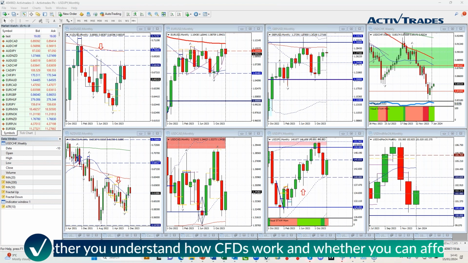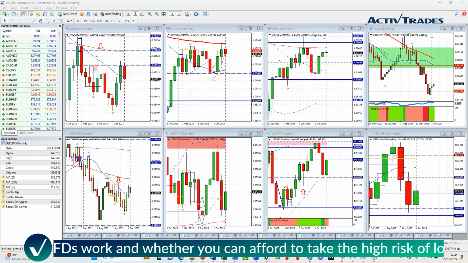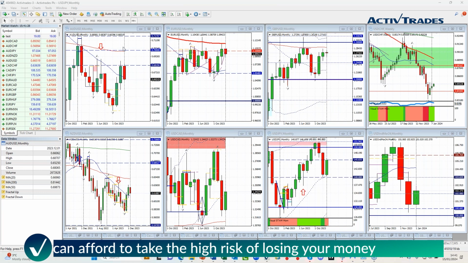Okay, so here we go. This is just my US dollar profile on one of the ActivTrades platforms. I have a profile for US dollar.